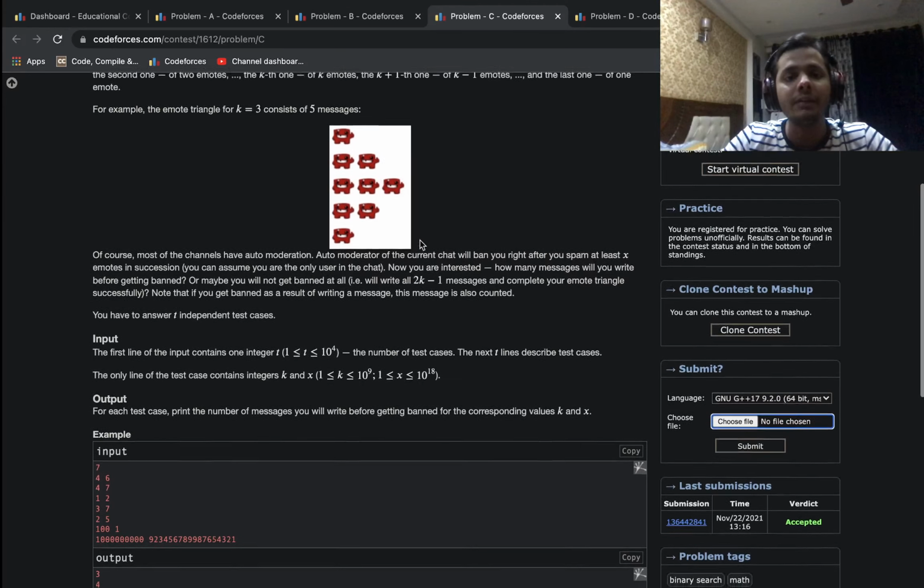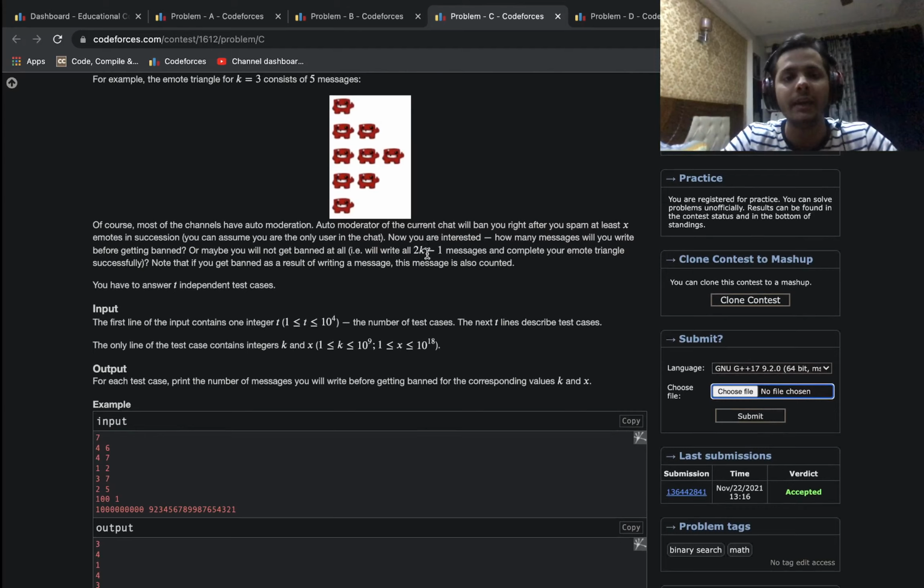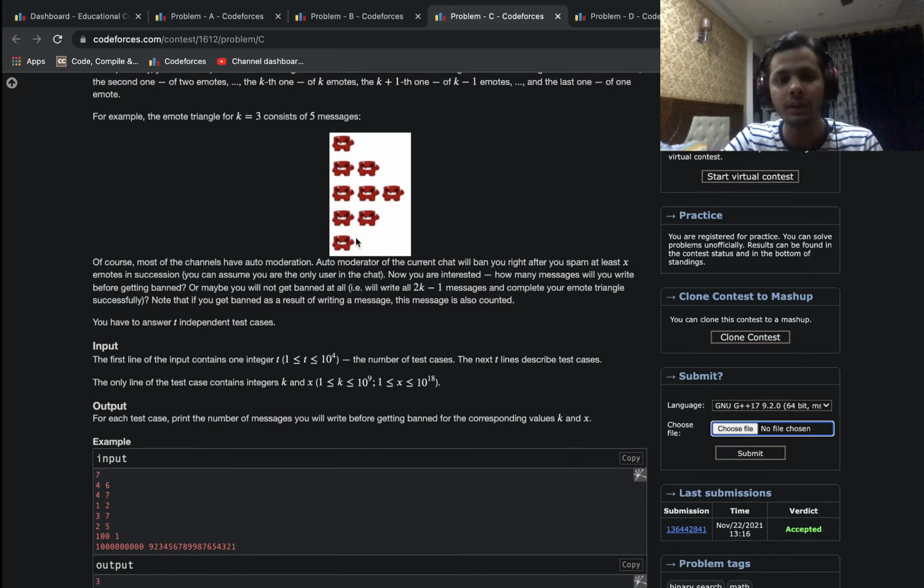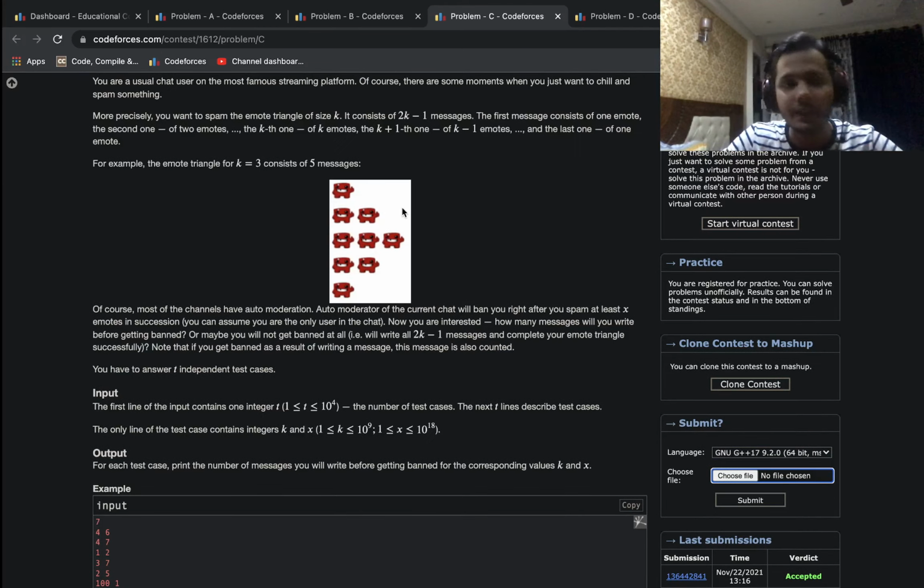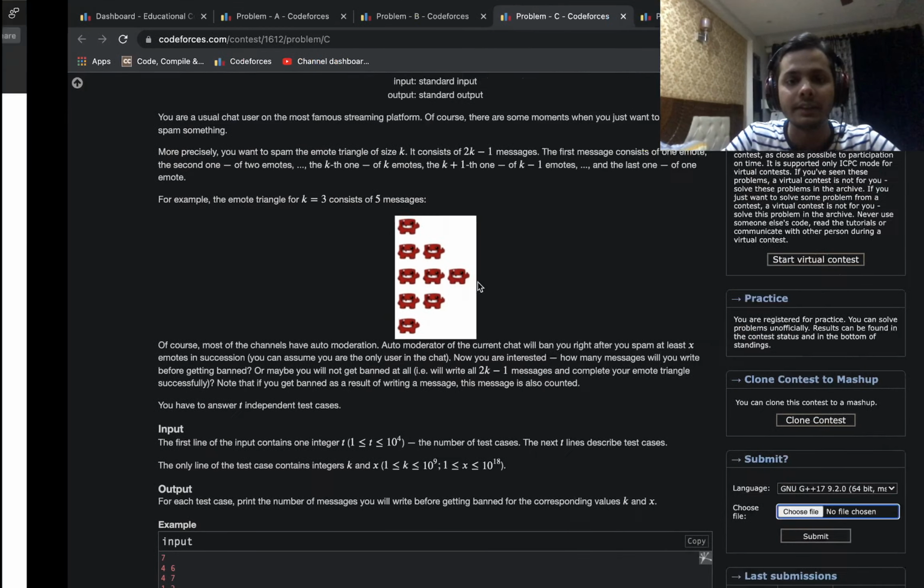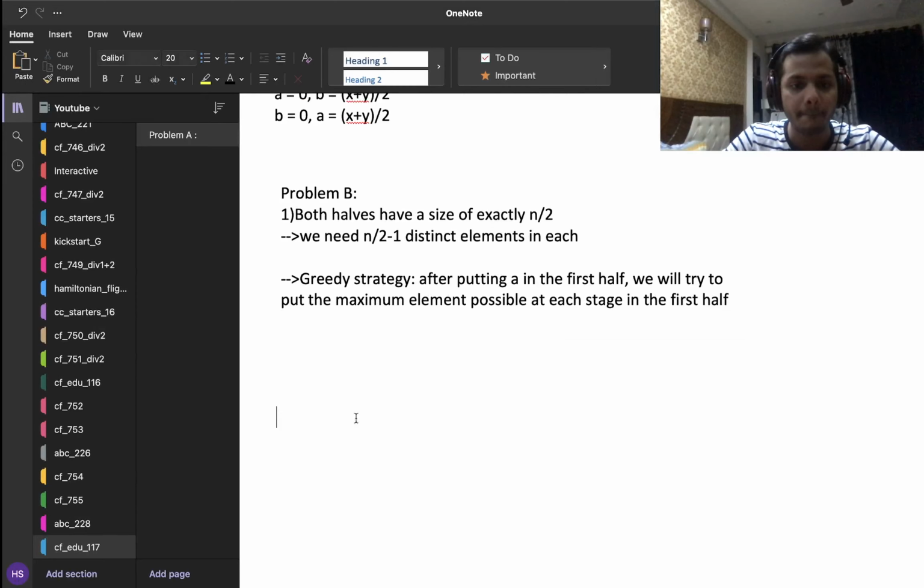So finally, we have been given a value x, and we just want to tell what is the index of the first line where the total number of emojis from 1 to that line would exceed x. So yeah, this is the problem. It's not very difficult to see how we actually have to solve this problem, but let's see what's going on. Problem C.